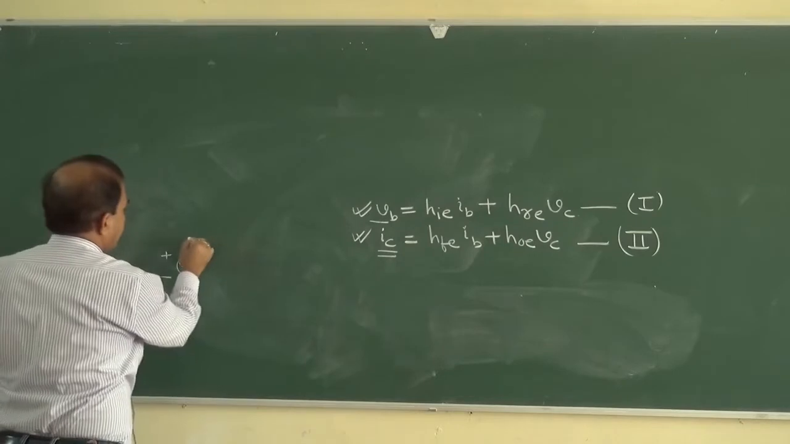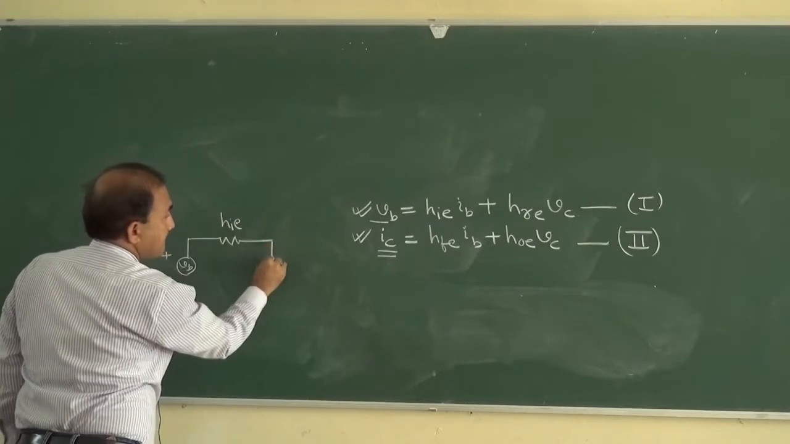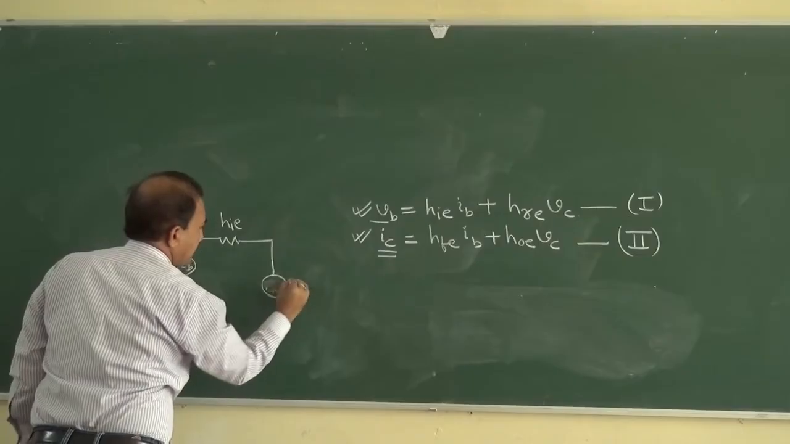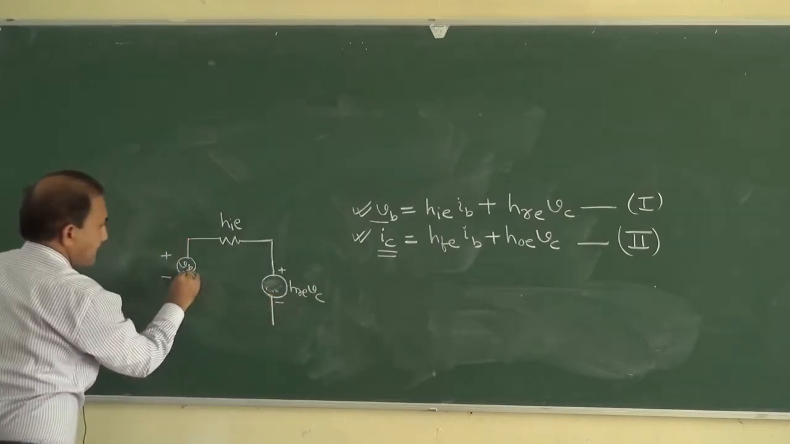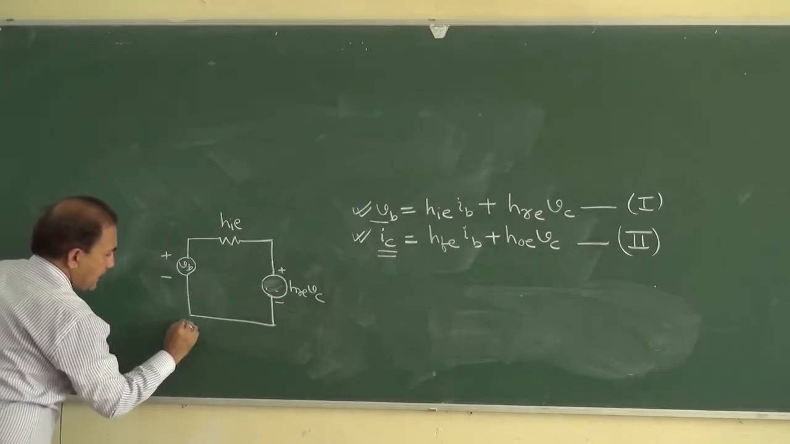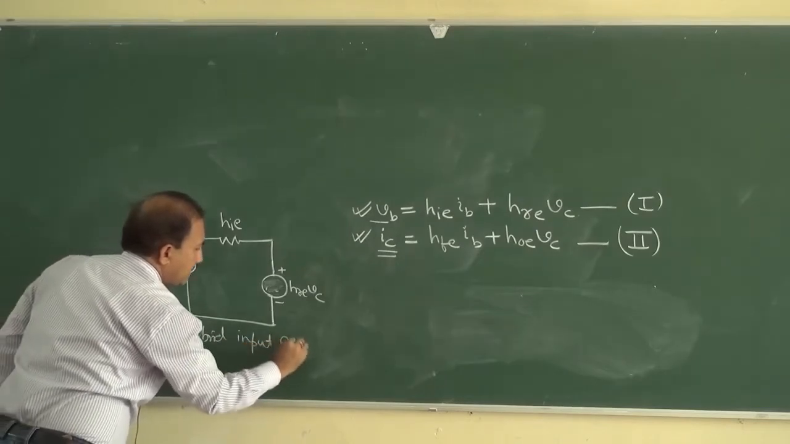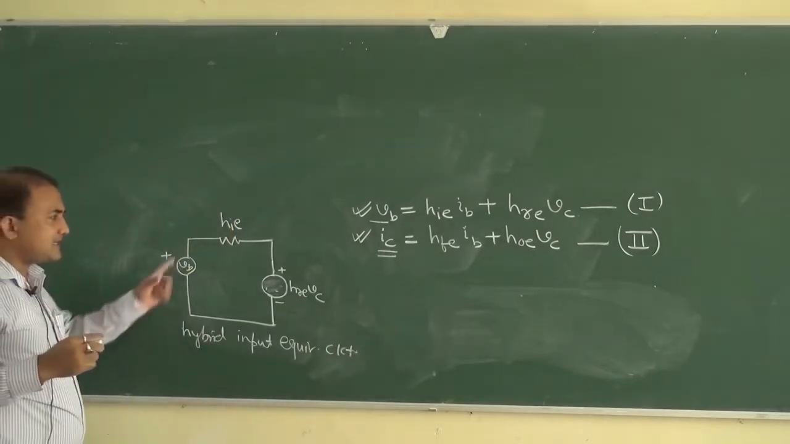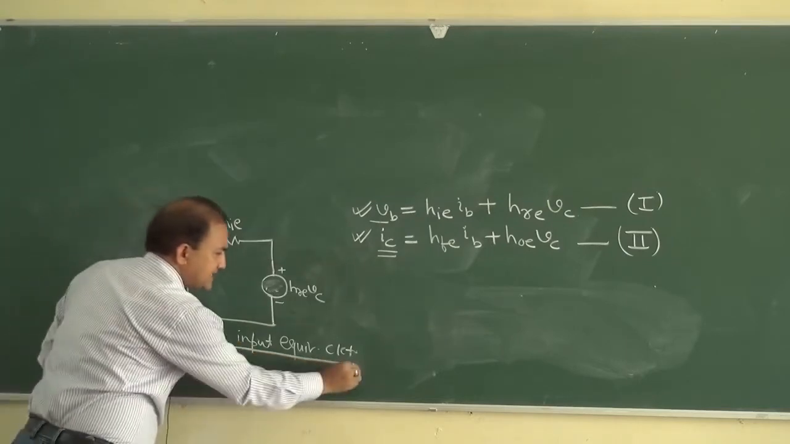This is VB, HIE, HRE VC, HRE VC. Okay, so this is the hybrid input equivalent circuit. This is the circuit representation of the BJT, that is the input equivalent circuit.